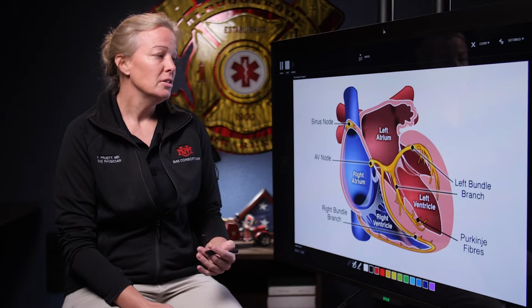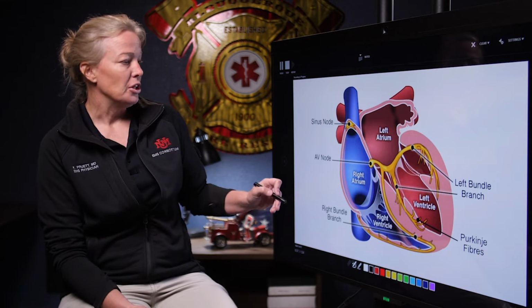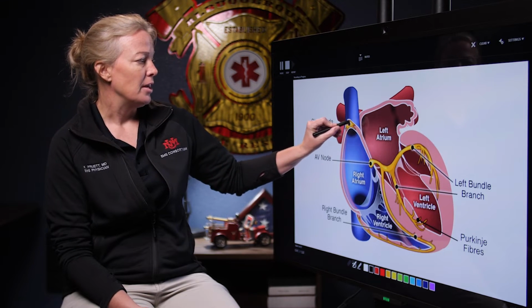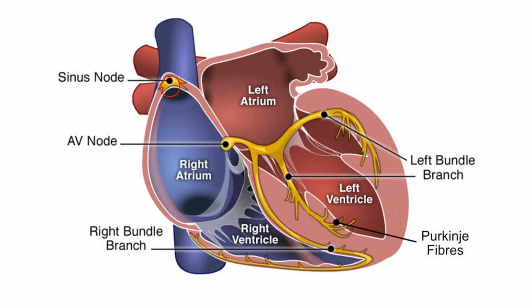And so the electrical conduction pathway starts in the right atrium on the right side of the heart, very high in the sinoatrial node. This is where we get our sinus rhythm from. This node right here is designed to regulate the heartbeat between 60 and 100 times a minute. It is set to that rate in general. It can go higher, it can go lower, but in general, that's where it should be.